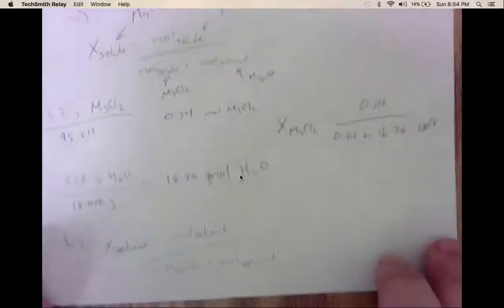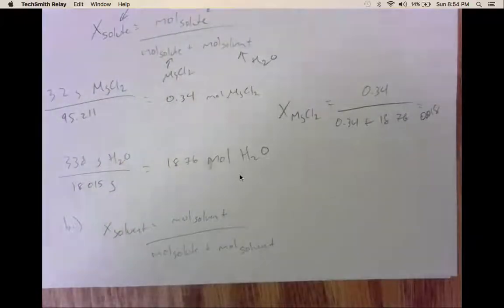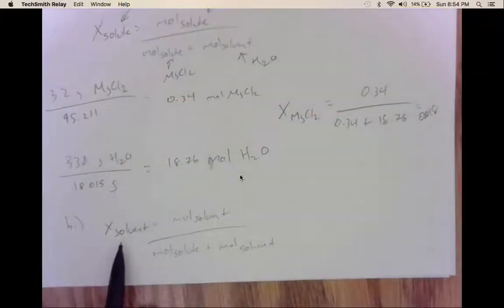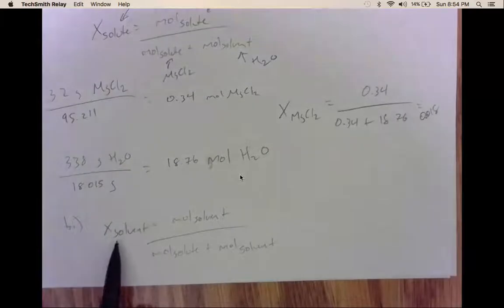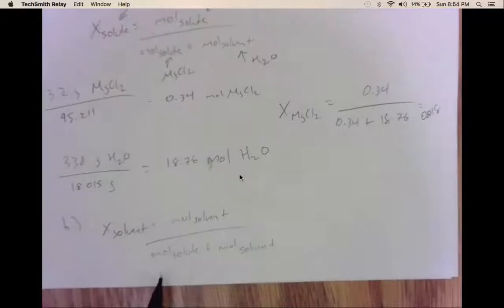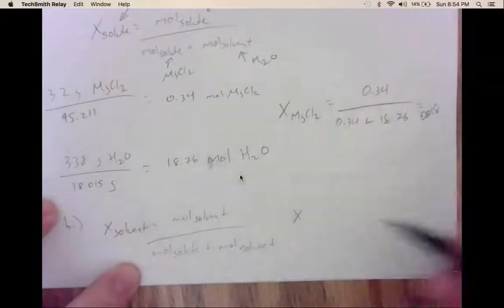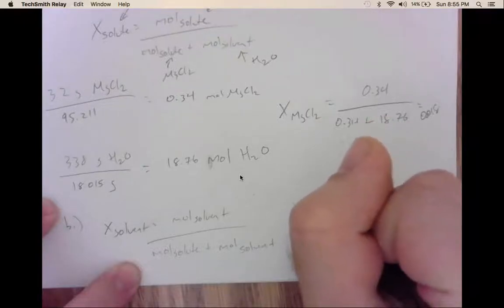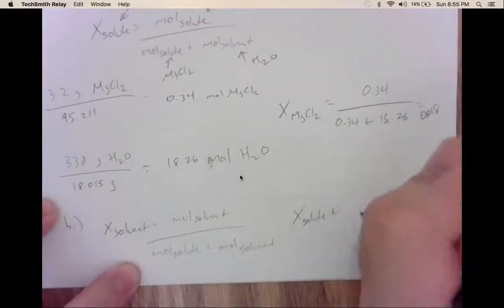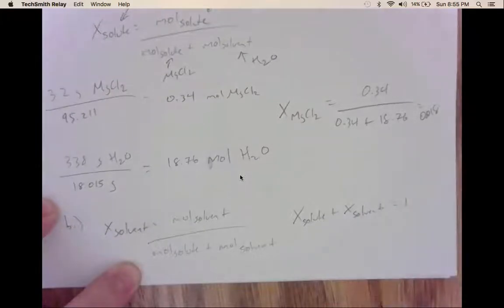So then when you're working on B, you can do B 2 ways. Because this time it's asking about water, which is the solvent. You can use the reverse of the formula, which is the mole fraction of solvent equals the moles of solvent over the moles of solute plus the moles of solvent. Or you could remember that the mole fraction of the solute plus the mole fraction of the solvent will equal 1.